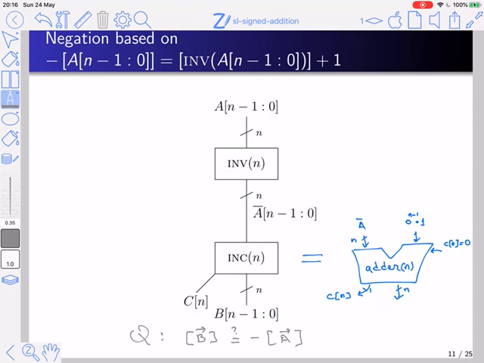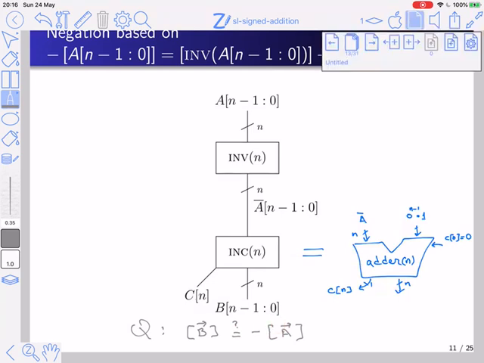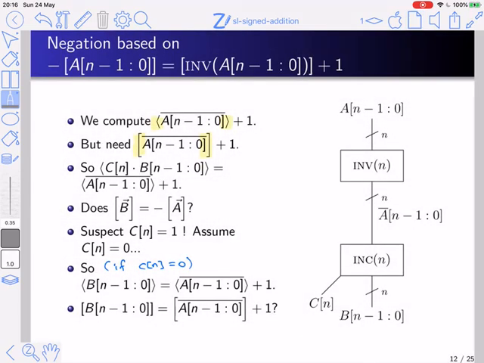And the question is whether the number represented by b in 2's complement representation indeed equals minus the number represented by a in 2's complement representation. Let's discuss this question. What does this incrementer compute? It computes the sum of the number represented by a bar in binary plus 1. But the claim tells us we wanted to compute this sum where the number represented by a bar is in 2's complement representation, not in binary. So does it really help to do this increment?